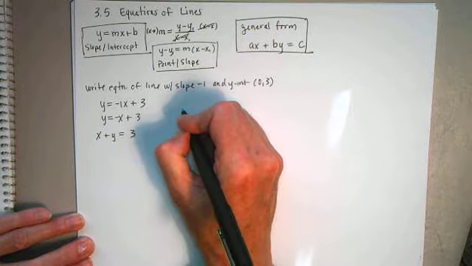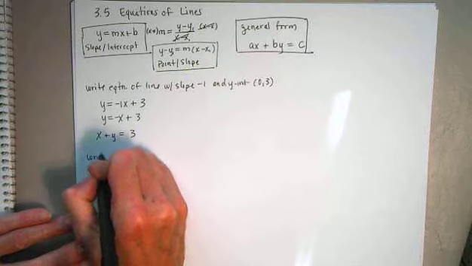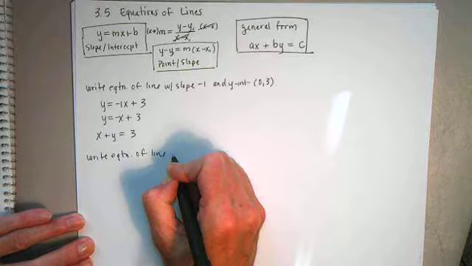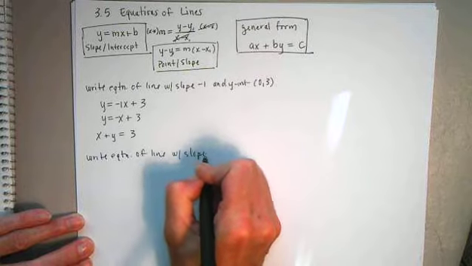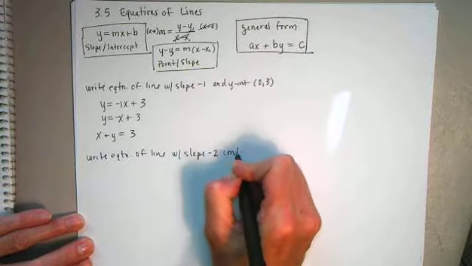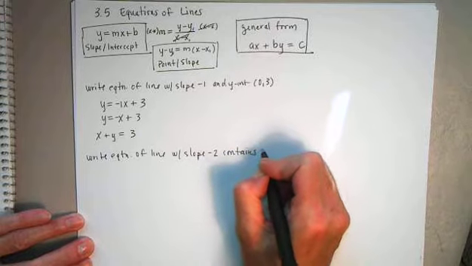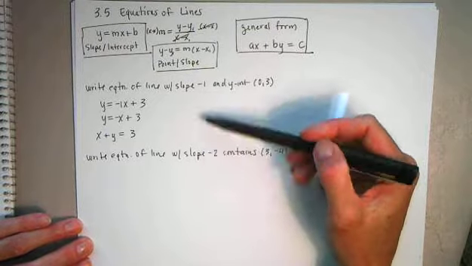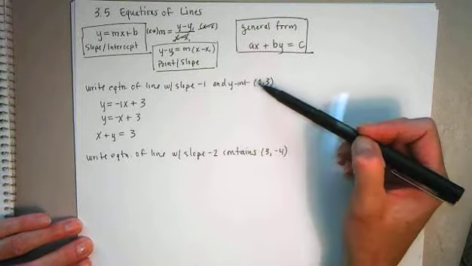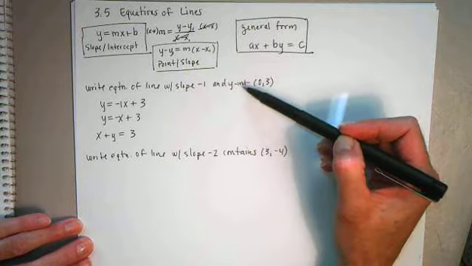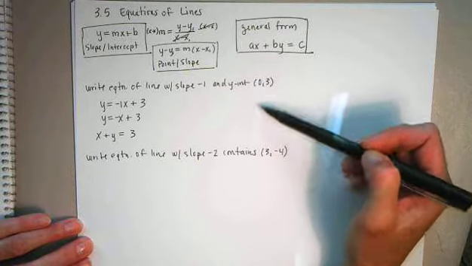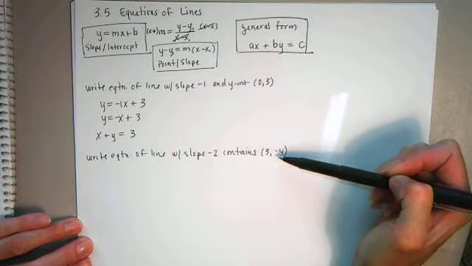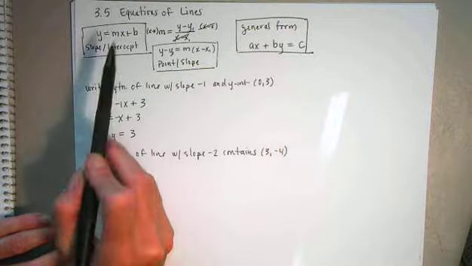Let's try another one. How about this one? Let's write the equation of the line with a slope of -2 that contains the point (3, -4). Now that's really similar. We're given a slope in both of those, but the difference is this one is specifically the y-intercept because the x value is 0. But this one is just a random point on the line somewhere. It is not where it crosses the y-axis. So I don't have b.